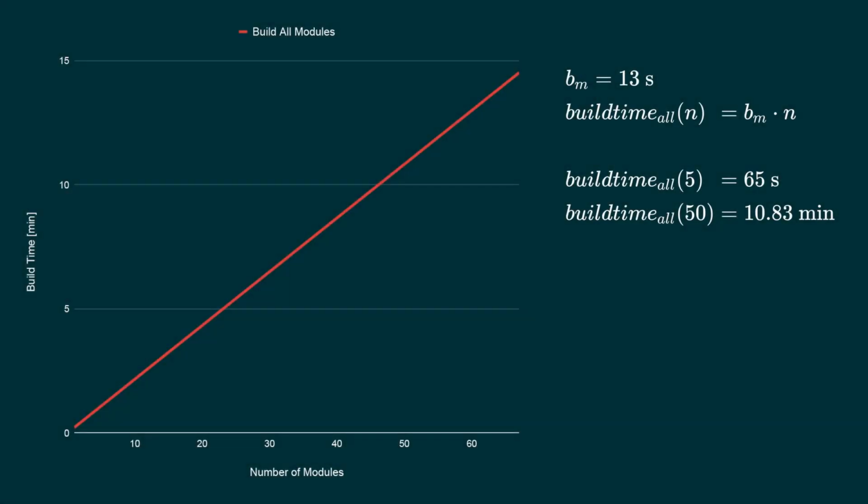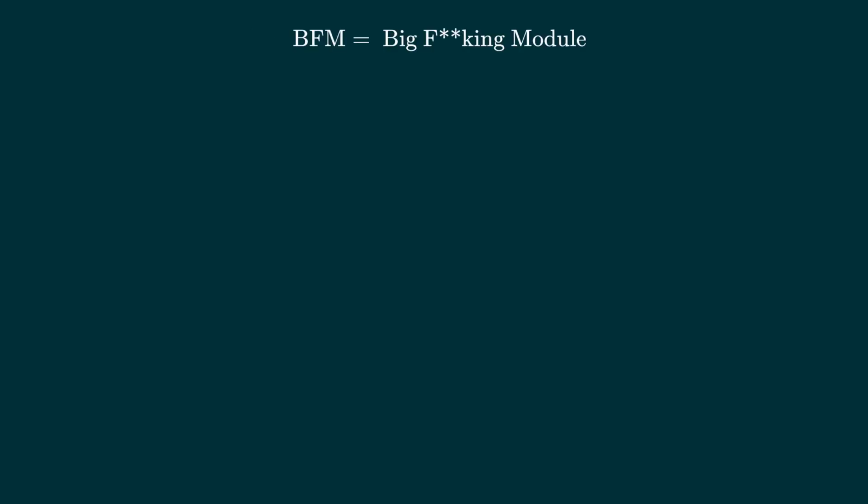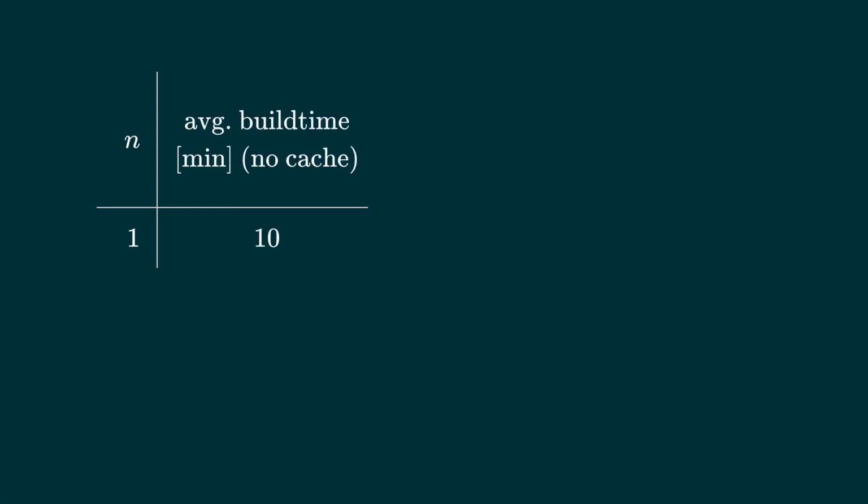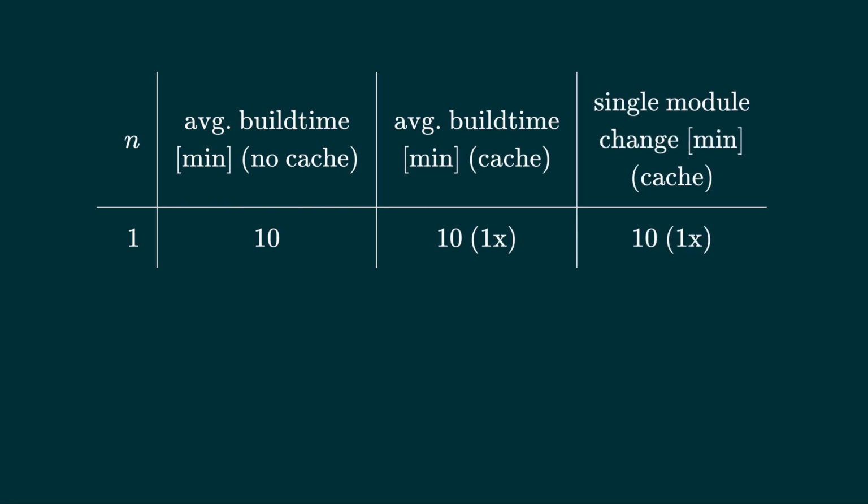So far, we looked at projects where the amount of code and tests were growing with the number of modules. What if you have BFMs, where a lot or all of the code is in a single or few modules? Let's say you have all your code in one module that takes 10 minutes to build. In this case, the build time is always 10 minutes, with or without a cache, be it a small or big change, it doesn't matter.